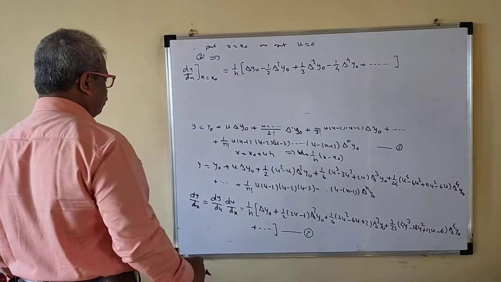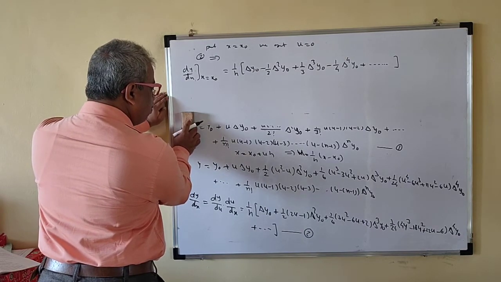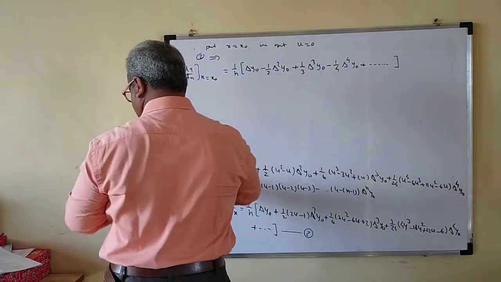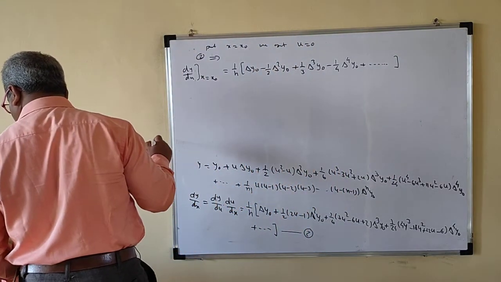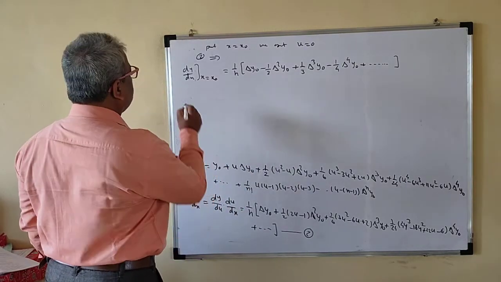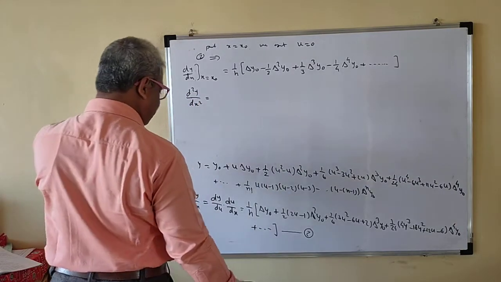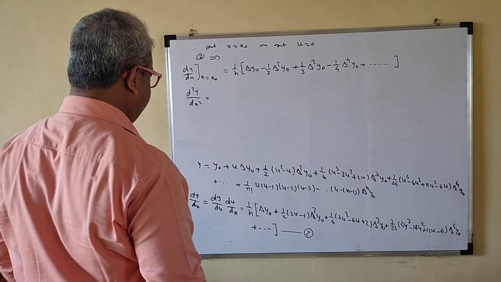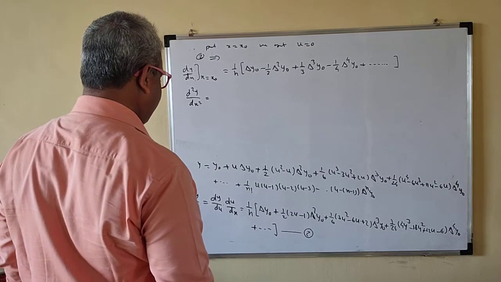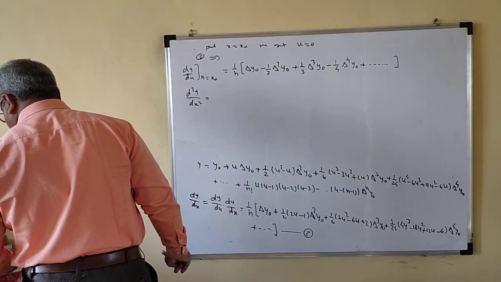Now we have to find the second derivative. So we differentiate this once again. d2y by dx square should be 1 upon h square.